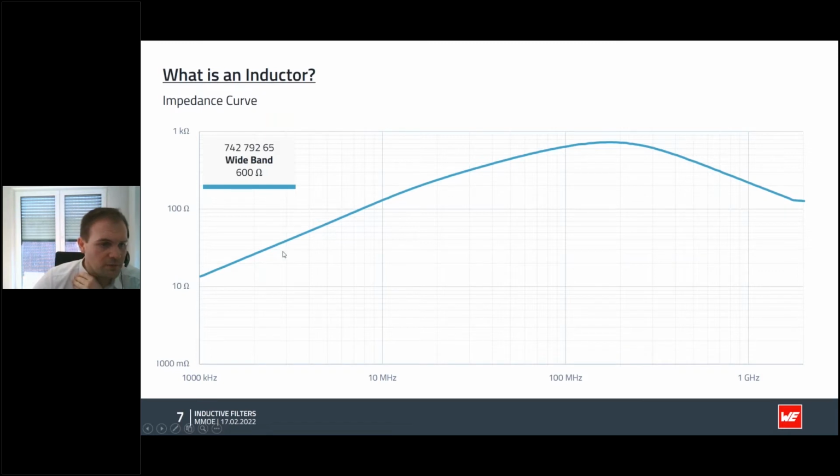Regarding the curve, in the first third of the curve, we have pretty much what we expect from an inductor. We have a pretty straight line, increasing impedance with frequency. But this straight line does seem to take a little notch and bend at maybe 20, 30 megahertz. So what is happening in this first third of the curve?